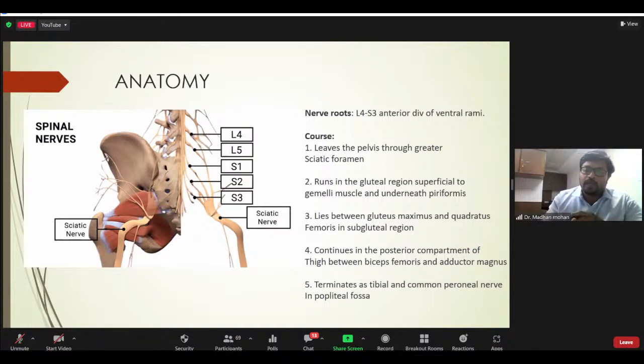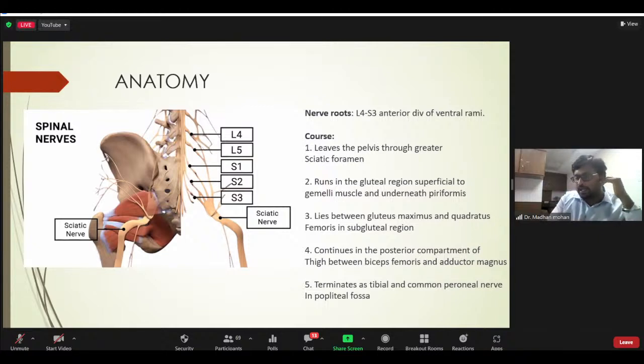Okay. So if we take the sciatic nerve, it forms within the pelvis and emerges out of the lateral side of the sacrum, and it leaves the pelvis and comes out of the greater sciatic foramen. After that, it lies in the buttock region. Okay. In the buttock region, the nerve will be lying underneath the piriformis and superficial to the gemelli muscle. Okay. So this will be a potential area to block the nerve.